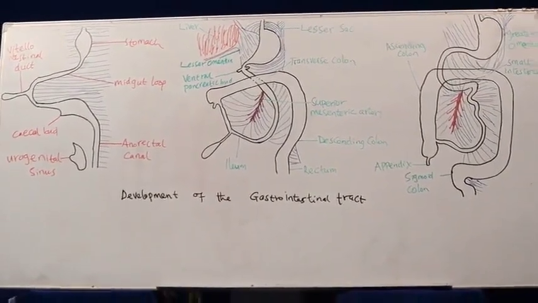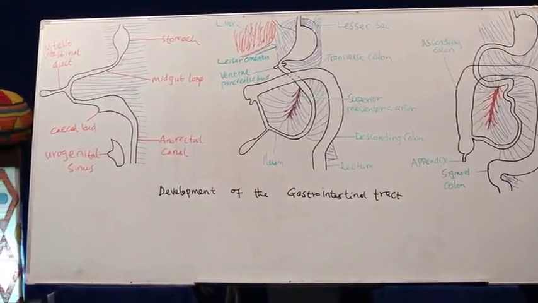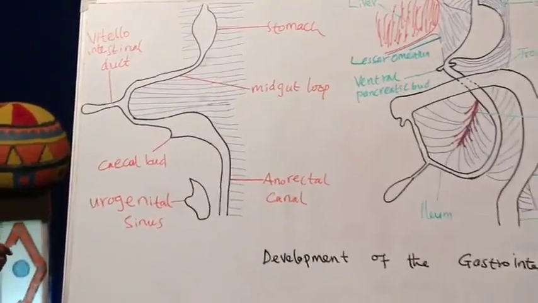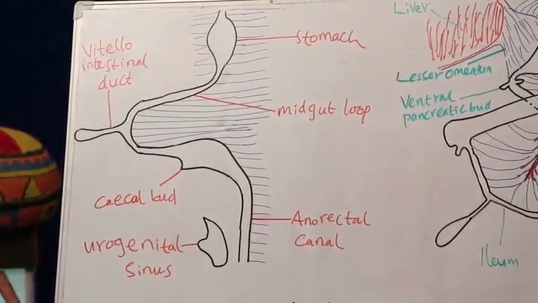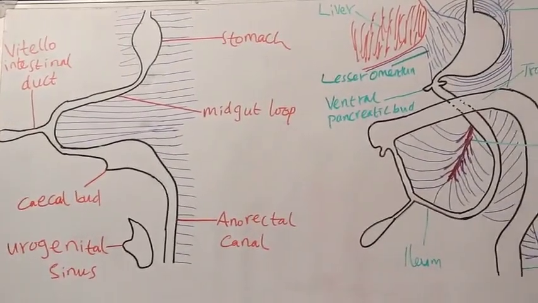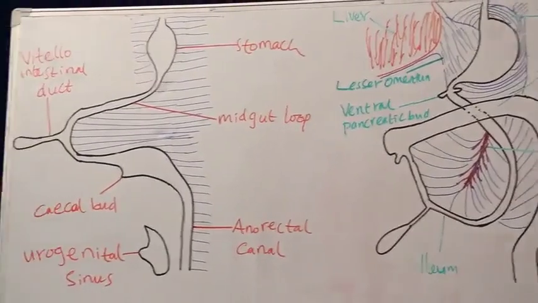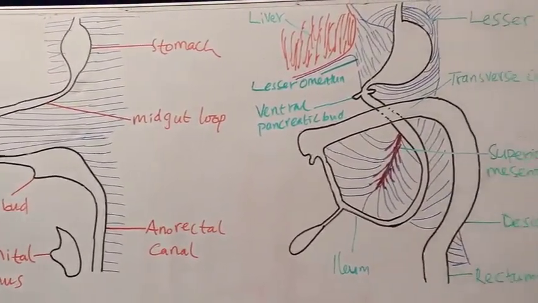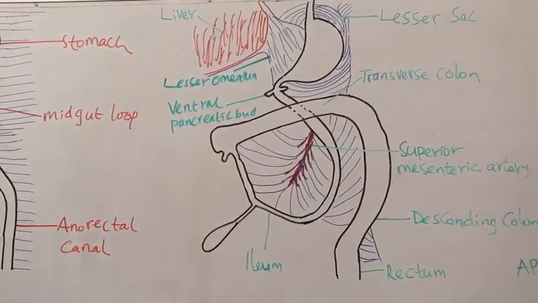The foregut forms the esophagus first, then the stomach, followed by the upper 1/2 or the proximal 1/2 of the duodenum. The midgut starts where the foregut ends at the middle of the duodenum, so that the distal half of the duodenum is formed by the midgut. The whole of the small intestine, jejunum, ileum, is formed by the midgut.